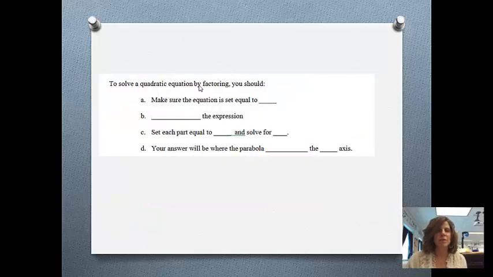So to solve a quadratic equation by factoring, number one thing, you should make sure the equation is set equal to 0. Then we will factor the expression, and then we will set each part equal to 0 and solve for x. This part sometimes we can skip if you see the connection that was made. Your answer will be where the parabola hits the x-axis or where the object hits the ground. That's the whole goal of solving a quadratic equation.